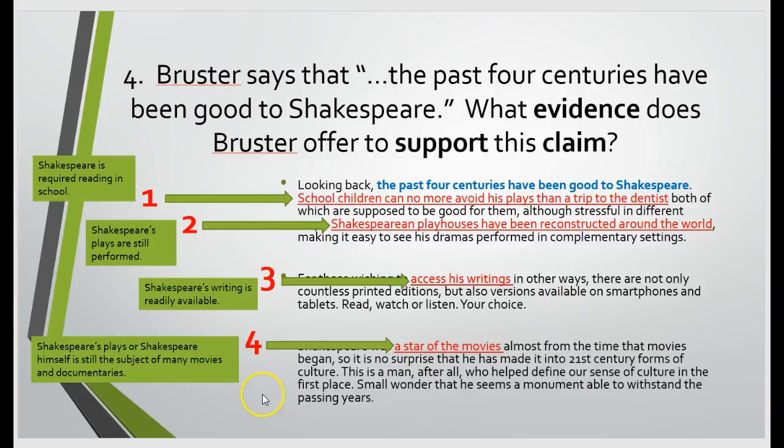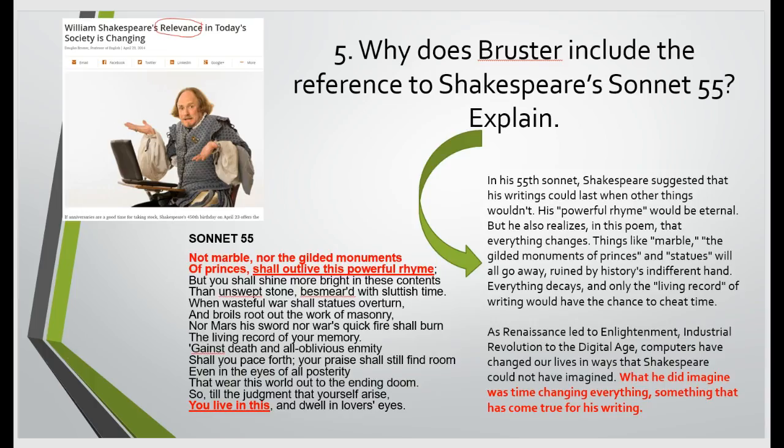And finally, he says he's still a star of the movies. So Shakespeare's plays are often made into movies, or it's a parody of the original play. In addition, we have Shakespeare himself being the subject of many movies and documentaries. So all of these things serve as evidence for the question in number 4. All right, question 5. Why does Brewster include the reference to Shakespeare's Sonnet 55?